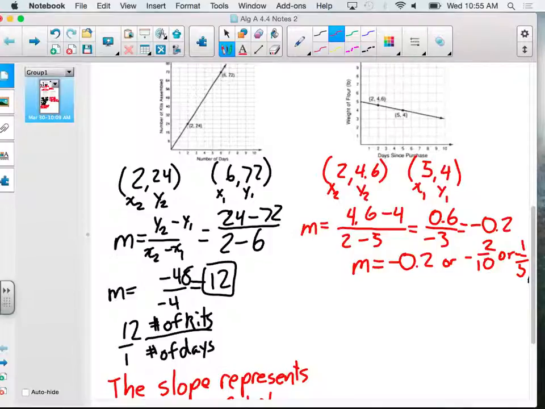Nearly done. So, did you guys get negative 0.2 for your slope? Okay, but we can't have decimals as our slopes, right? We have to rewrite them as fractions, right? So what is negative 0.2 rewritten as a fraction? Negative 2 over 10, yeah.